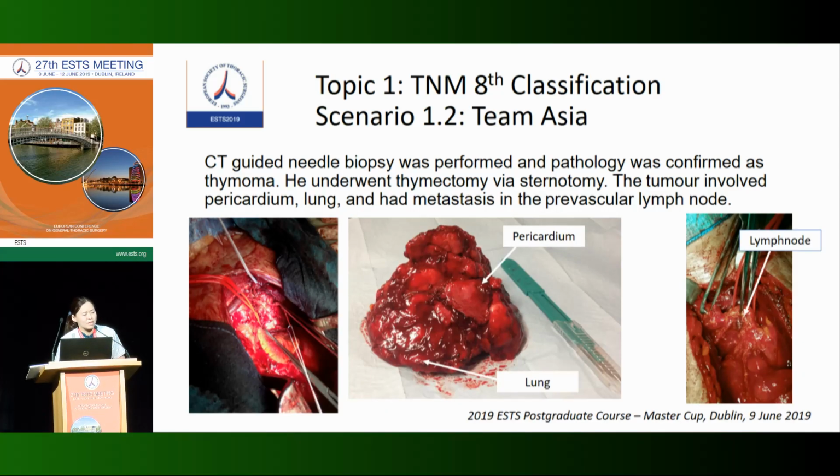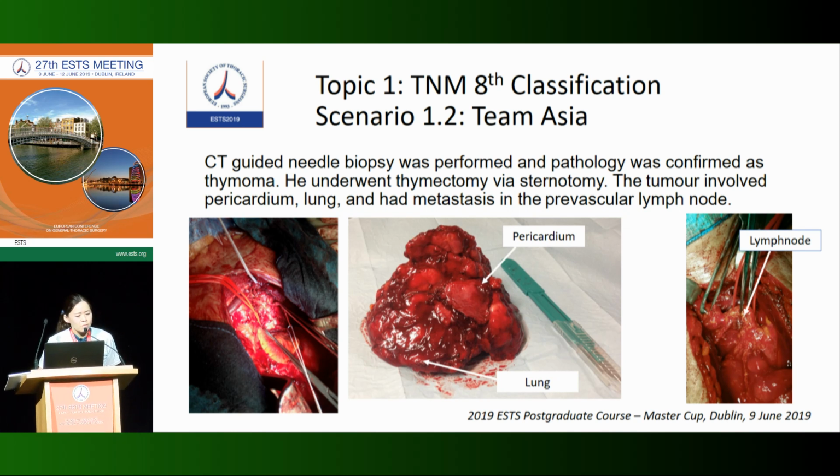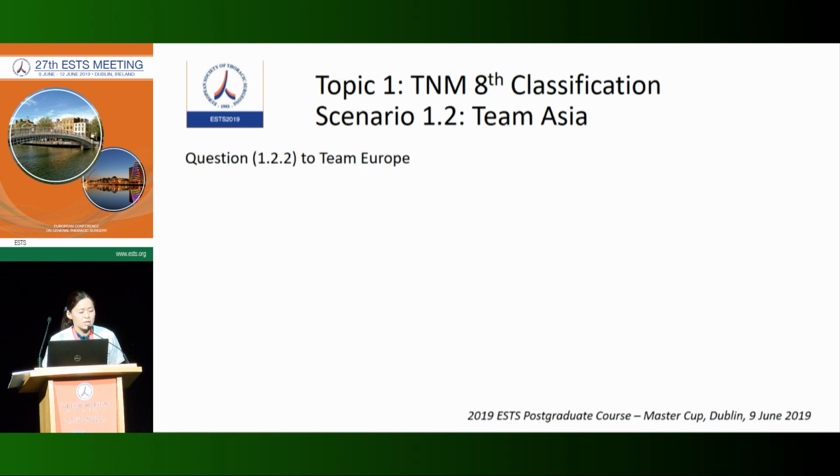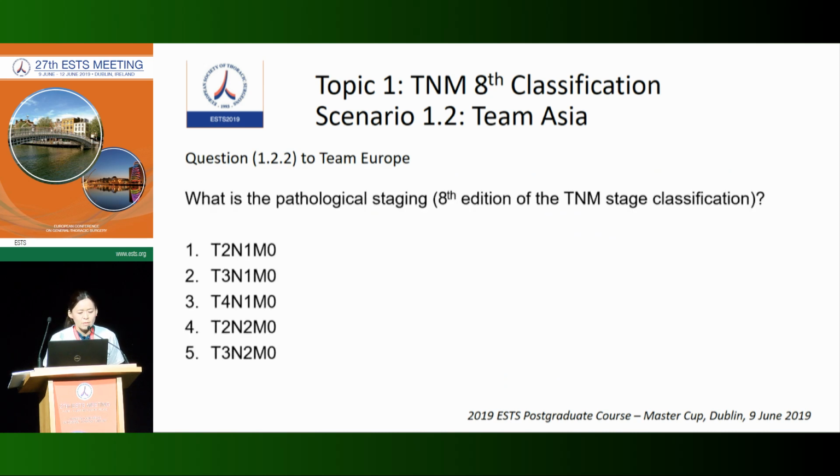Okay, we performed CT-guided needle biopsy to determine the pathology because we might have a germ cell tumor, which sometimes needed, or malignant lymphoma, which can be treated by chemotherapy rather than surgery. So that was confirmed as a thymoma. He underwent thymectomy via sternotomy. The tumor involved pericardium and lung, and had a metastasis in the prevascular lymph node. So question to Team Europe is, what is the pathological staging for this patient?